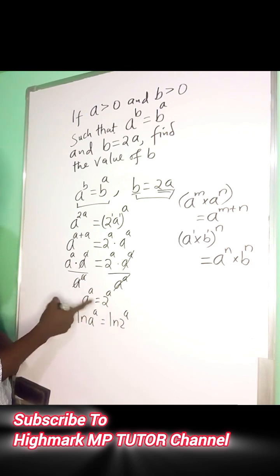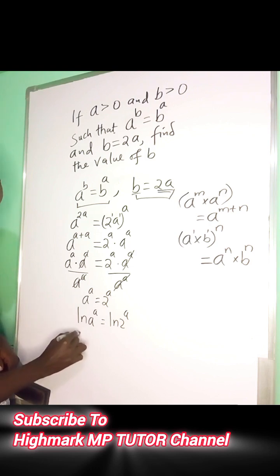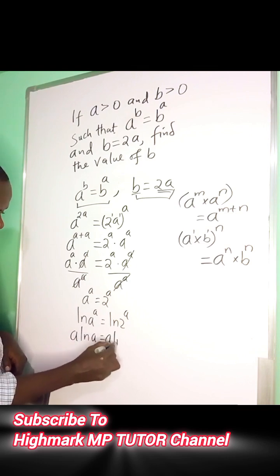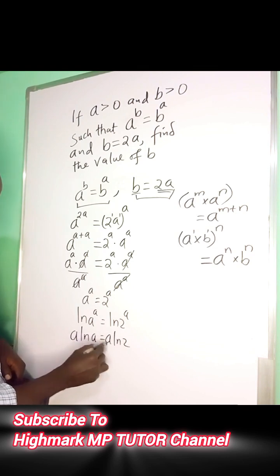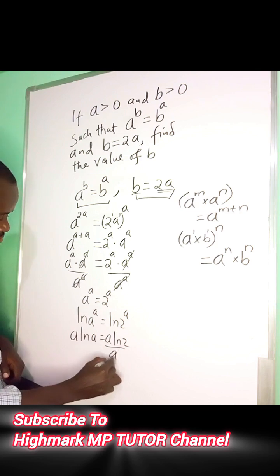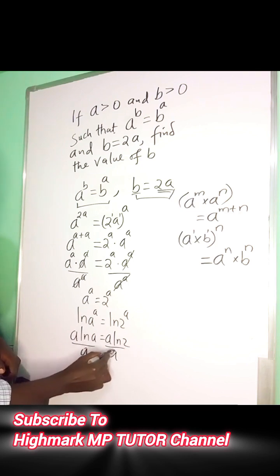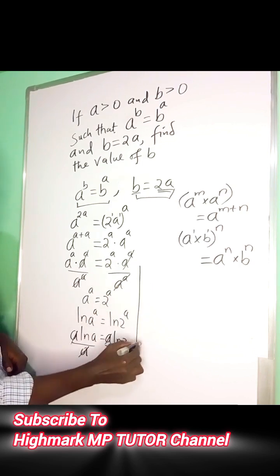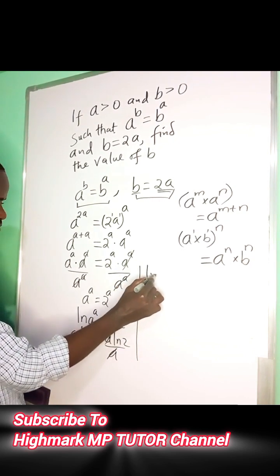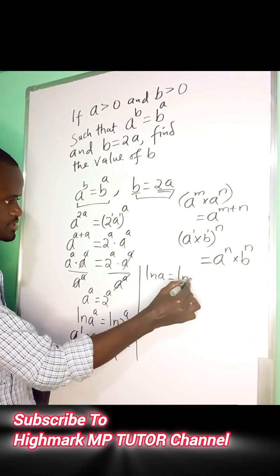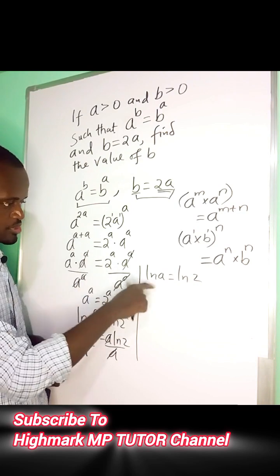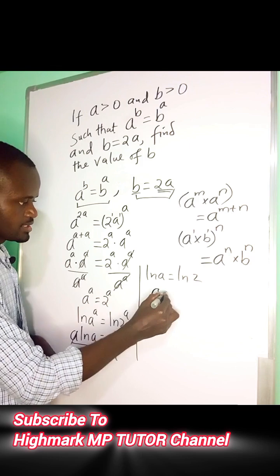Now this A can be brought to this position so that you have A ln of A is equal to, again, this A can come to the same position, A ln of 2. And then here, you can see that if you divide both sides by A, then these will cancel. And from there, we will say ln of A is equal to ln of 2. And from here, we can drop the natural log and end up with A is equal to 2.